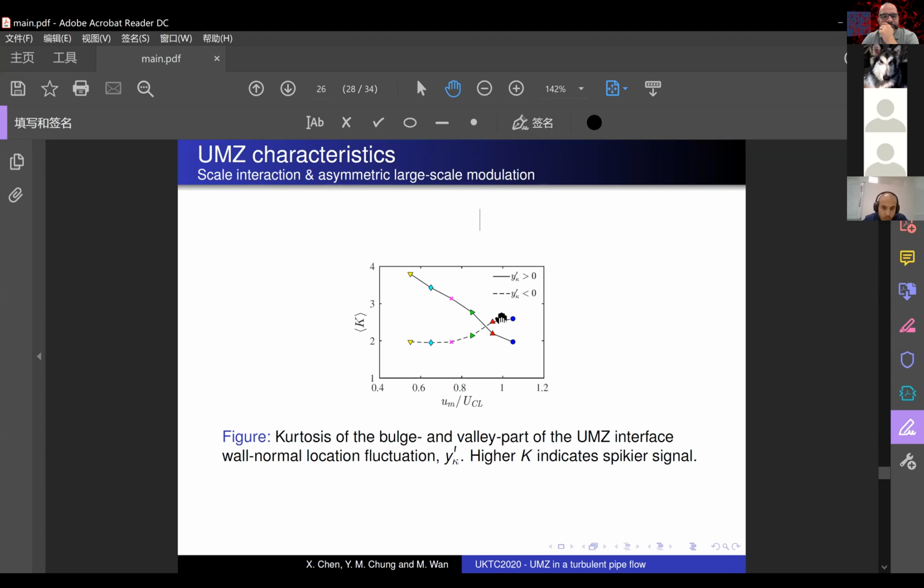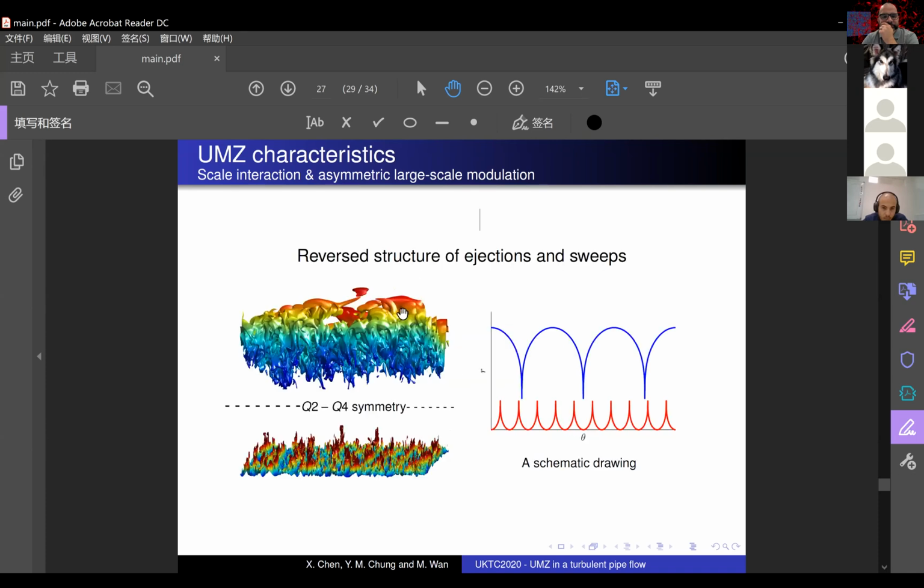So there is the spiky lower sweeping part of the interface away from the wall, and the spiky upper ejection part of the interface in the near-wall region, with the neutral region in between, with the symmetry between ejections and sweeping. So it forms a kind of reverse structure shape between the near-wall ejections and the large scale sweeping from the center, like this one.